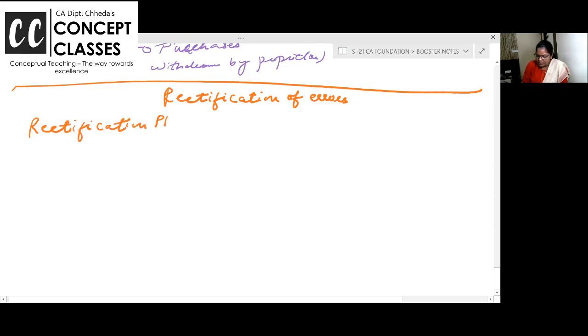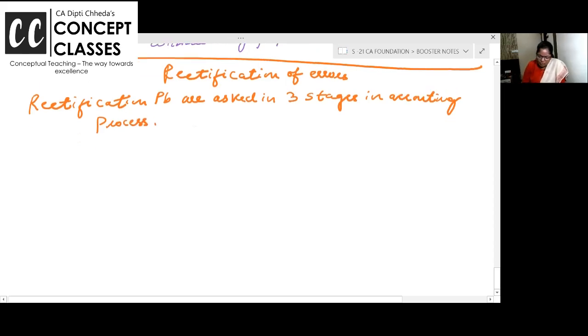Rectification problems are asked in 3 stages. I'm saying it also, so listen and write if you're not able to write with me. Rectification problems are asked in 3 stages in the accounting process. In the exam also they are asked in 3 stages in the accounting process.